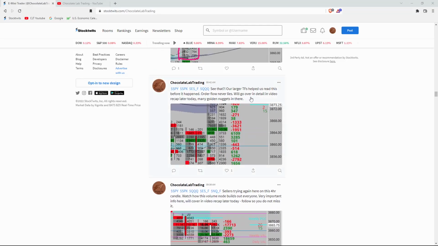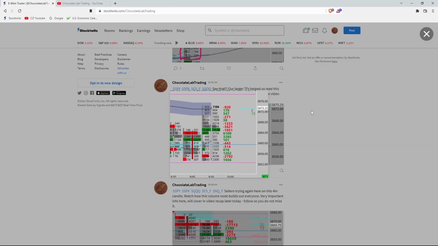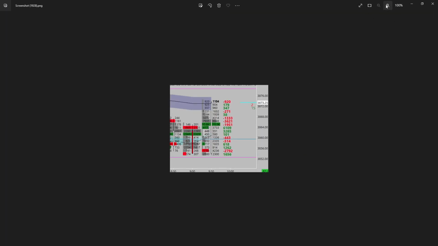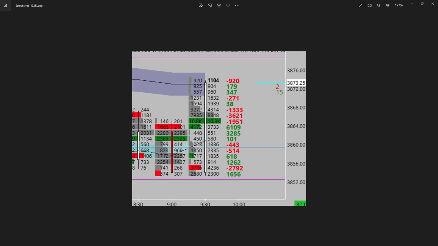All right, see that? Our larger time frame helped us read this before it happened. So that's exactly what I was talking about. If we're going to be looking at this zoomed in on a smaller time frame, such as a 30-minute, what do we see? We see sellers up top. You could already see a P-shape. Exhaustion, continued exhaustion, what looked like a P-shape, but that's why we have to have our bigger time frames.